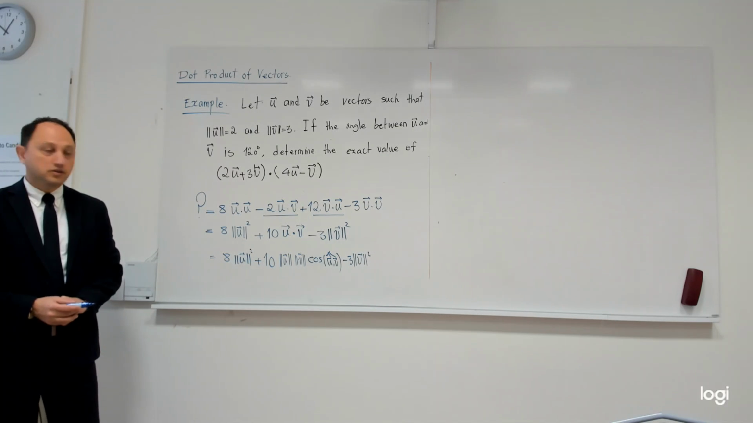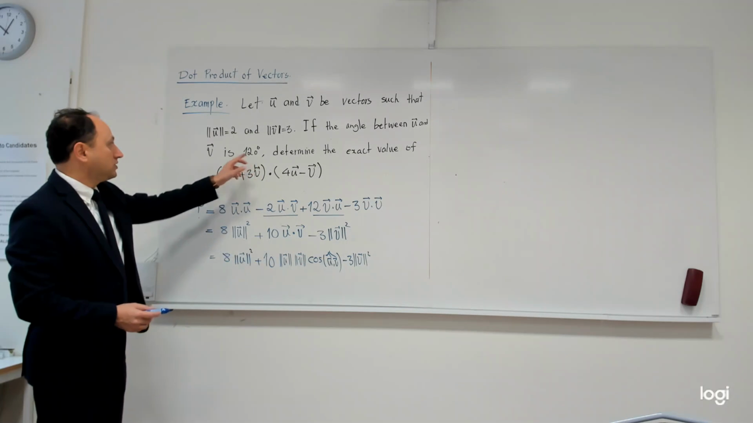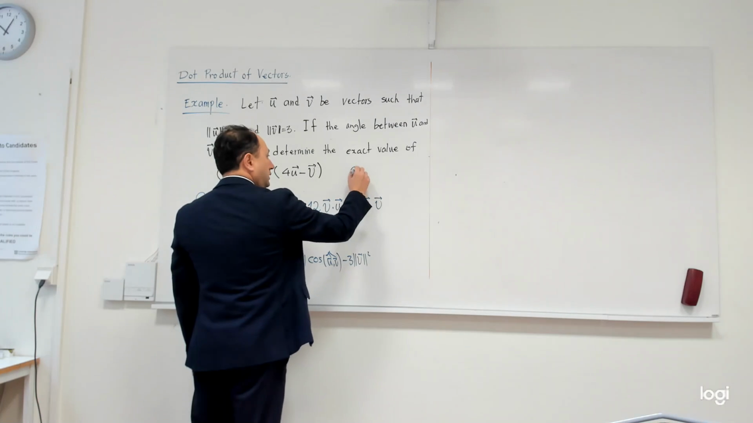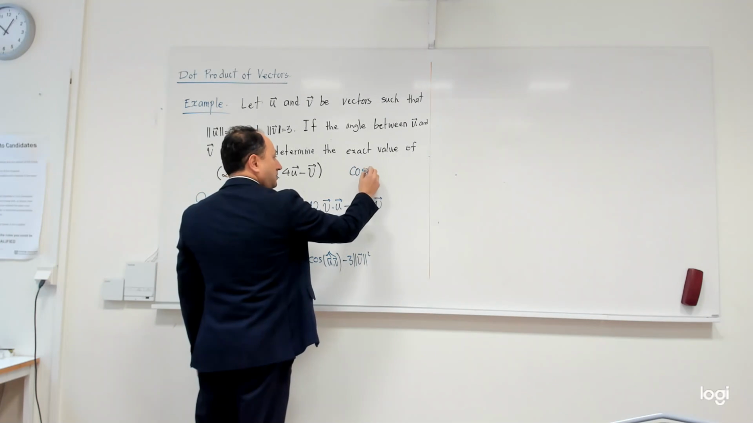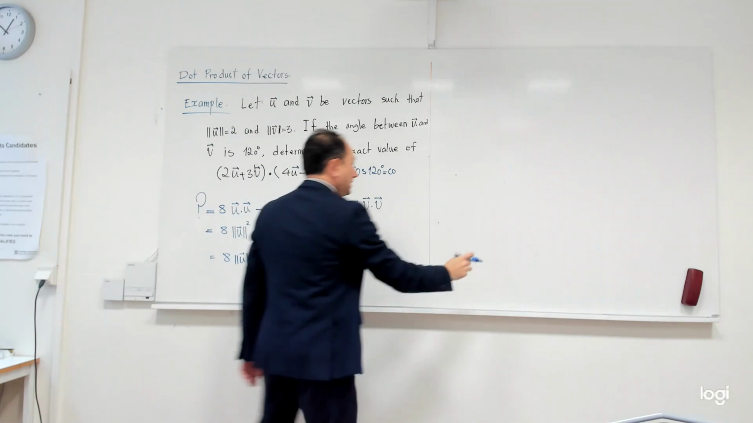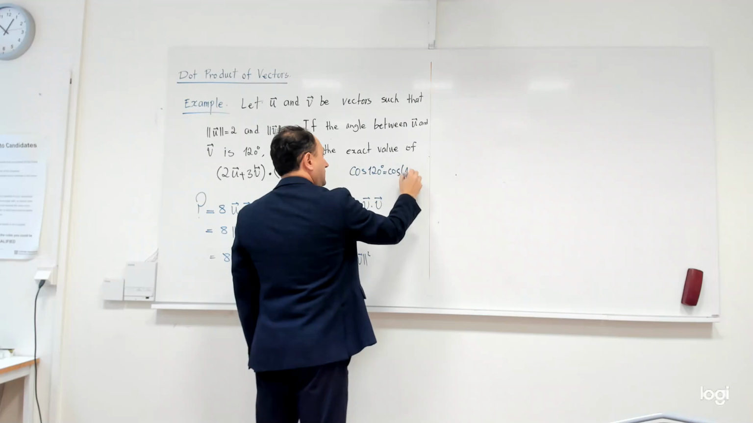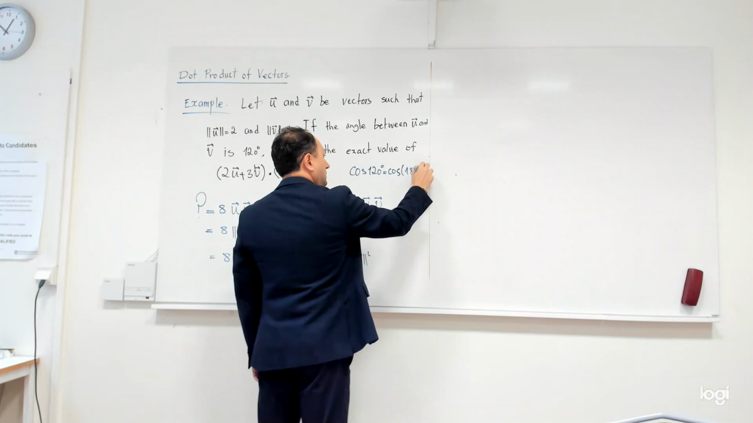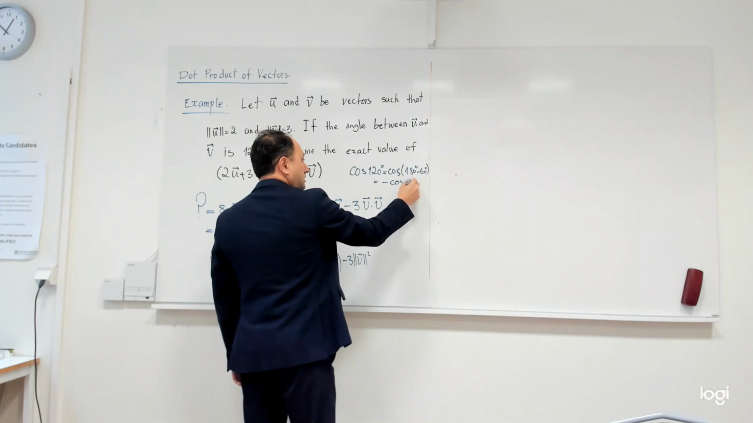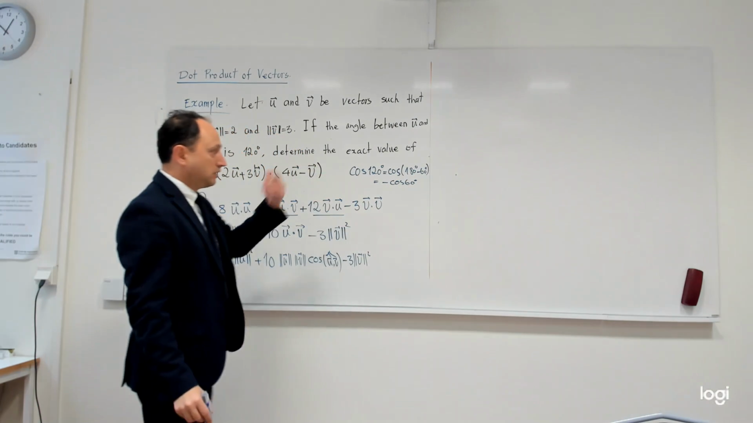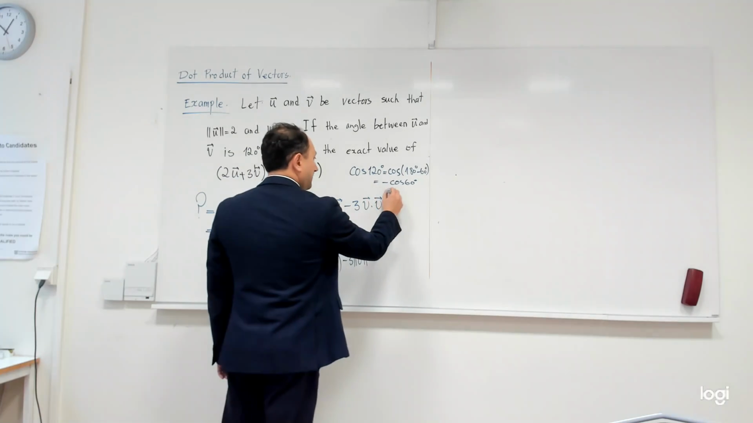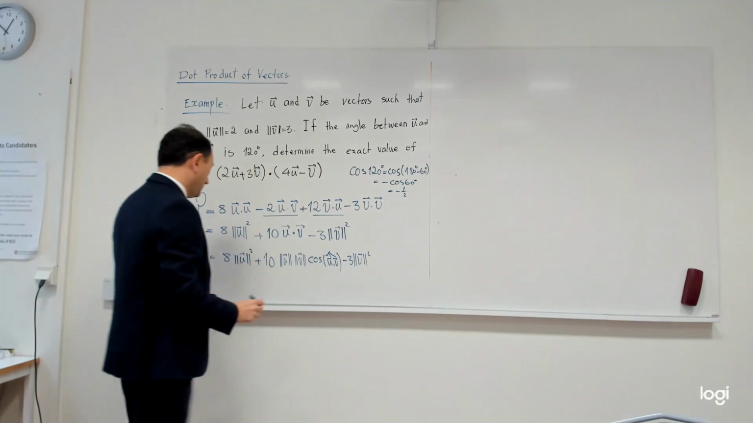Yes? But I just need to calculate what is cosine of 120. So 120 is the supplement of 60, yes? So it becomes cosine of 180 minus 60. And I think if you imagine it in your head, it becomes negative cosine of 60. And cosine of 60 is 1/2, so it becomes minus 1/2. And then the rest of it is just plugging in the numbers.